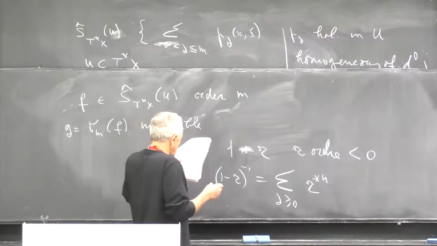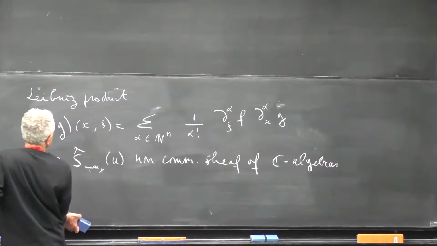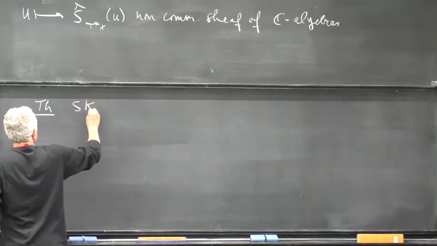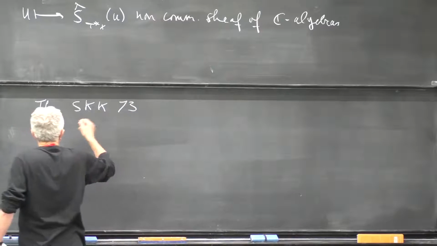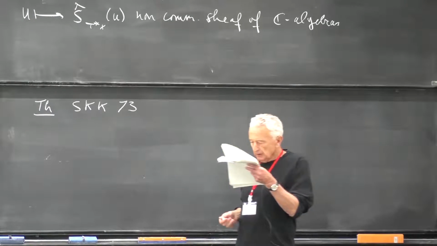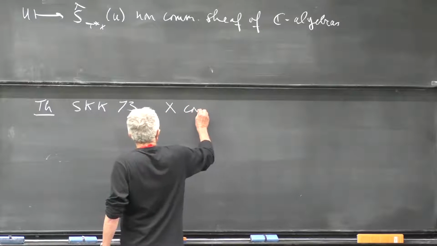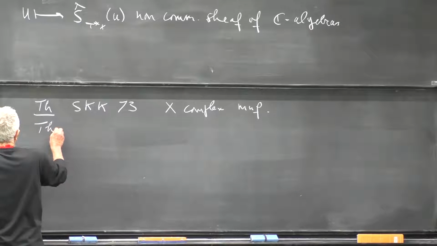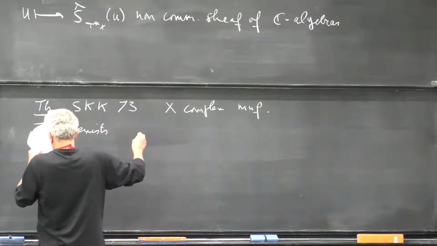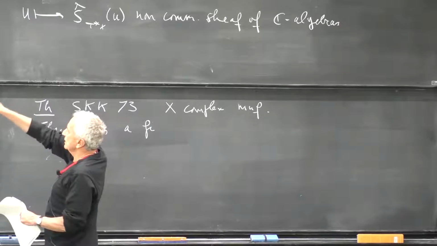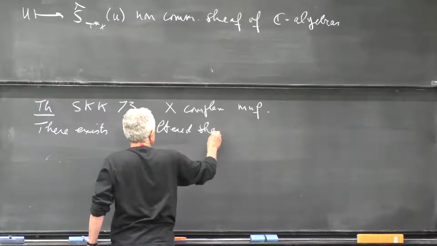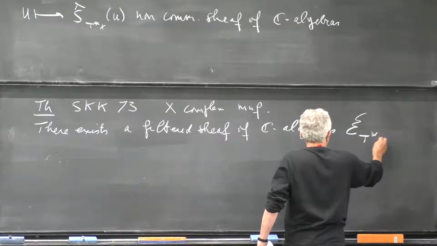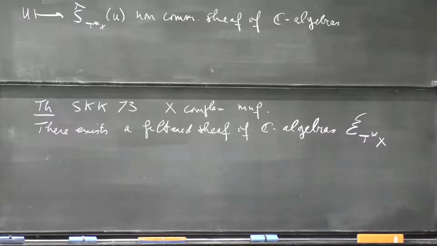But this is local, in a local chart. So there is a theorem by Sato, Kashiwara, Kawai, published in 1973. They have done it before. It says that if X is a complex manifold, so now it's no more local, then there exists a filtered sheaf of C-algebras. There is a filtration by the order. We call it E T star X. It's not the same notation as Sato, but never mind.